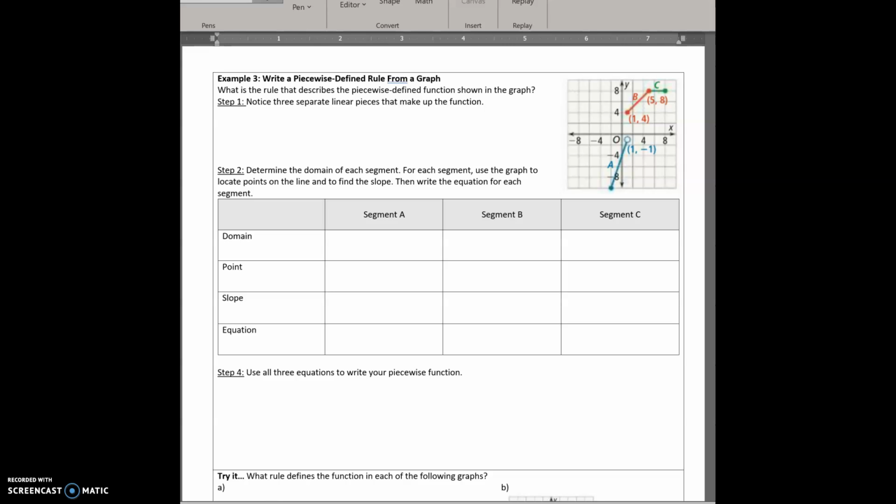Okay, so 1.3, day 2. So today we're going to start with example 3. What is the rule that describes the piecewise function shown in the graph?